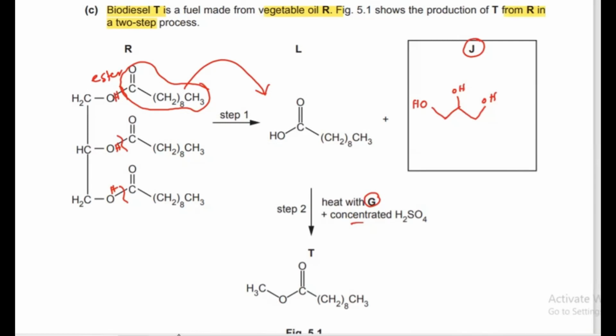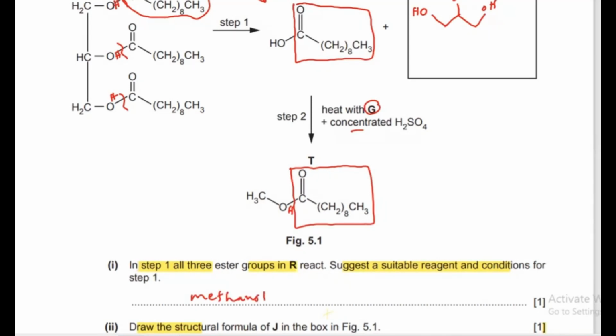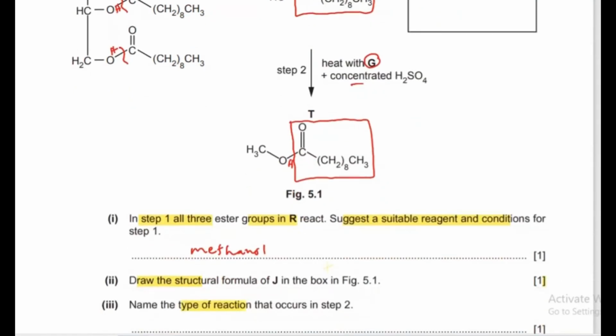Now this carboxylic acid combines with another G to get this type of product. As you can see, this part of the molecule is the same. So just identify this part. The acid is the same. So if we react with CH3OH, then we will get this product. CH3OH is actually the reagent G, and CH3OH is methanol. So methanol is used along with concentrated sulfuric acid to make ester again.